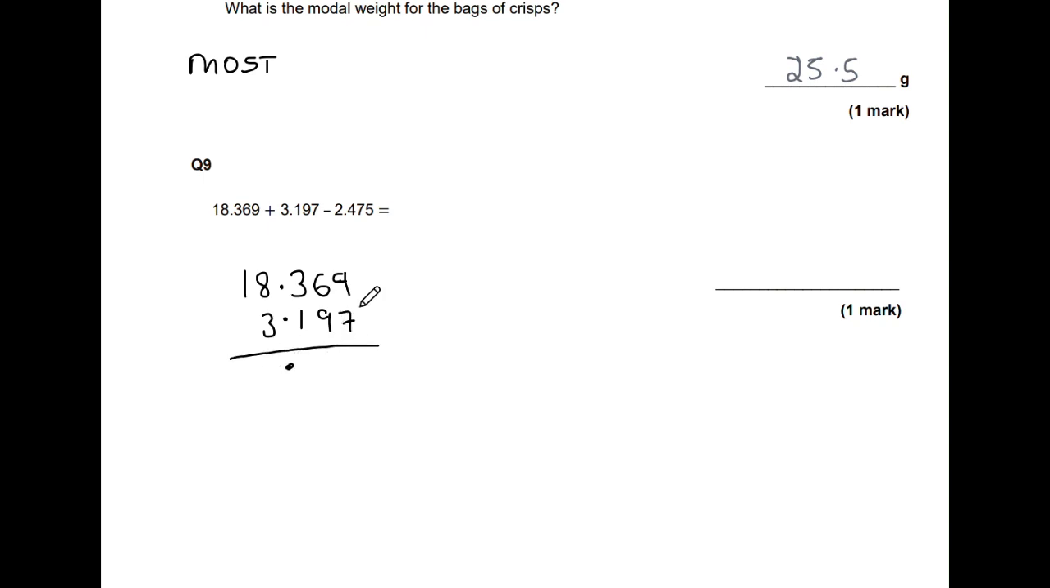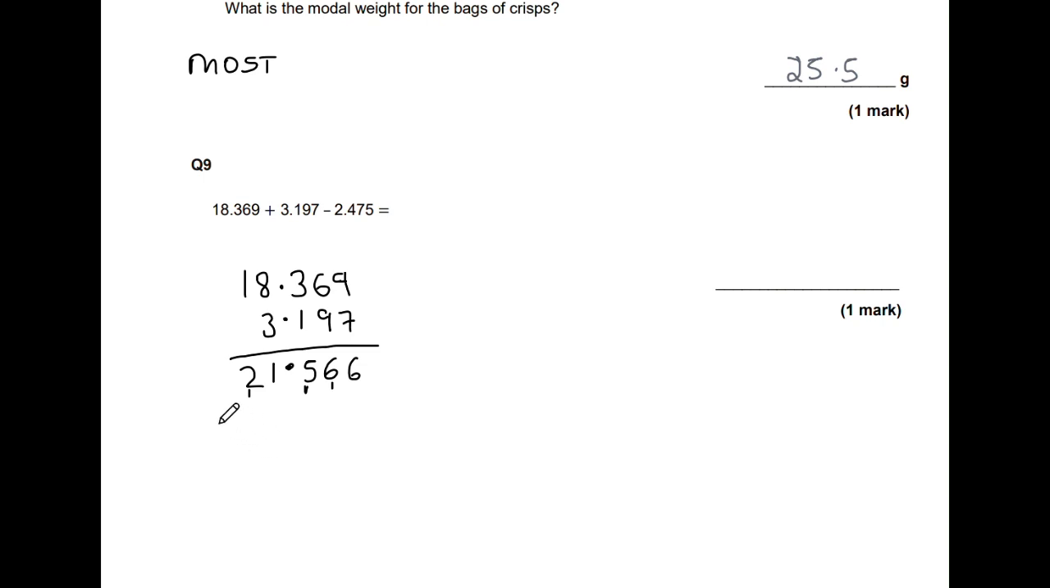So carry that down. Right, 9 and 7 is 16, so 6, carry the 1. 6 and 9 is 15, add another 1 is 16, so we're going to carry another 1. 3 and 1 is 4, add 1 is 5. Nothing to carry this time. 8 and 3 is 11. Carry 1. 1 and 1 makes 2.